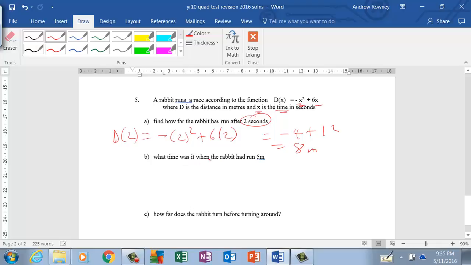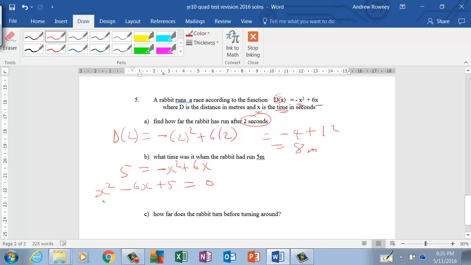What time is it when the rabbit has run 5 meters? So that's the distance. So we put the 5 for distance. So 5 equals minus x squared plus 6x. To solve quadratics, we need to make them equal to 0. I'm going to take the x squared and 6x over to the left because I want a plus x squared. So I'm going to add x squared. I'm going to take 6x and I keep the plus 5 there. So that means if I take everything to the left, I've got nothing on the right.